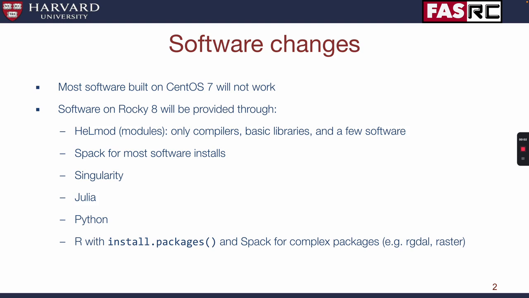Due to the OS upgrade, Singularity now is version 3.11, which allows users to build their own images on the cluster. For Julia, the best approach is for users to install their own copies of Julia in their workspace. For Python, it will be very similar to what we currently have on the cluster. But instead of using Anaconda, we'll be using MambaForge.